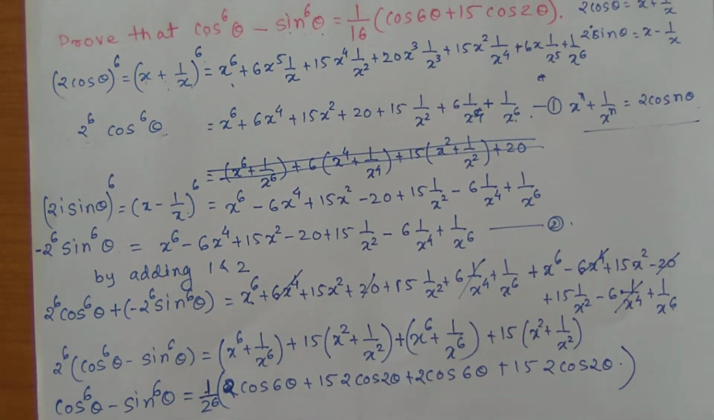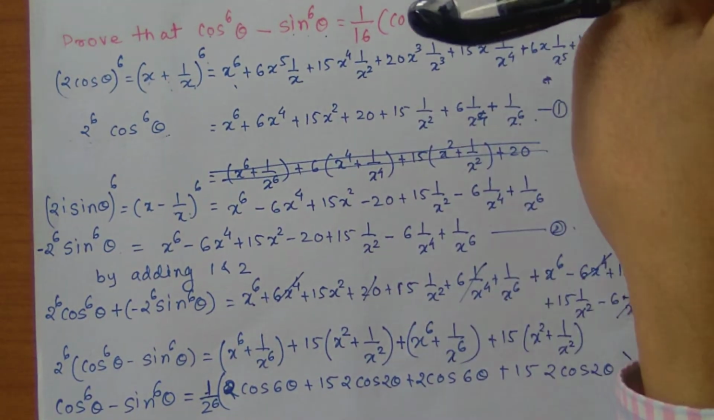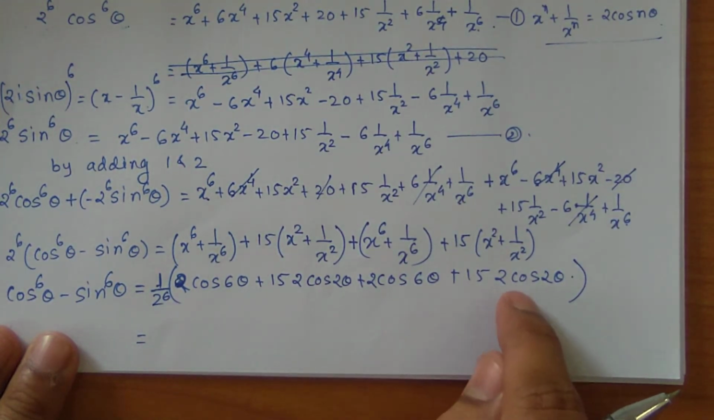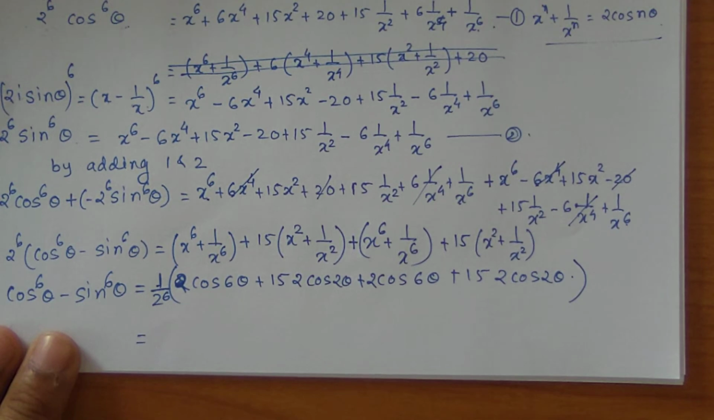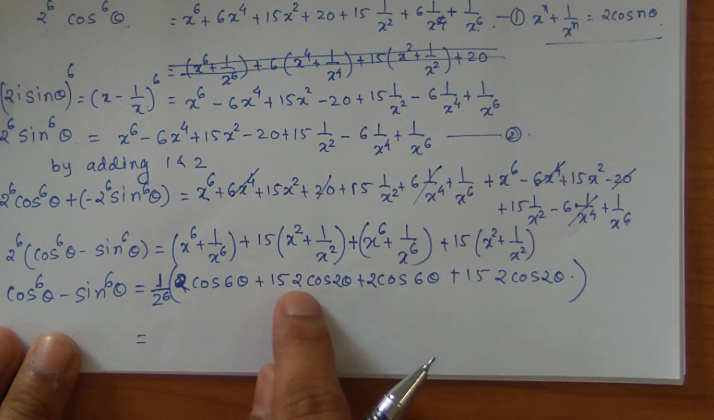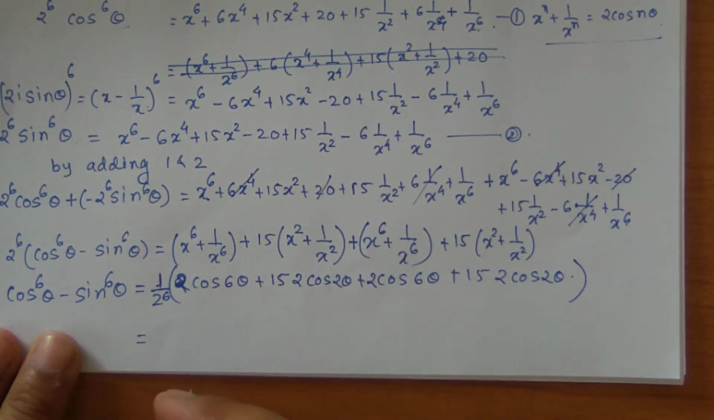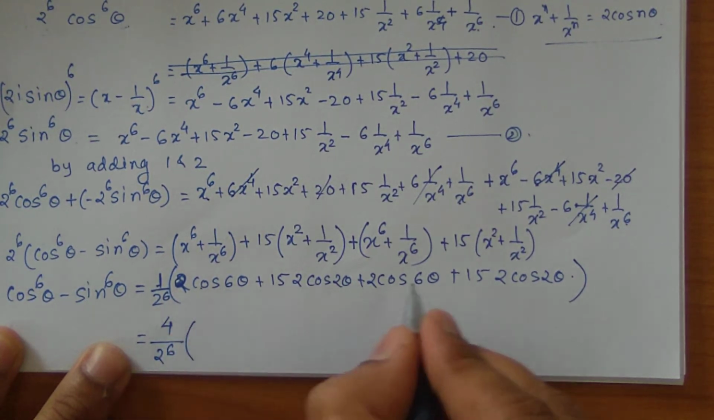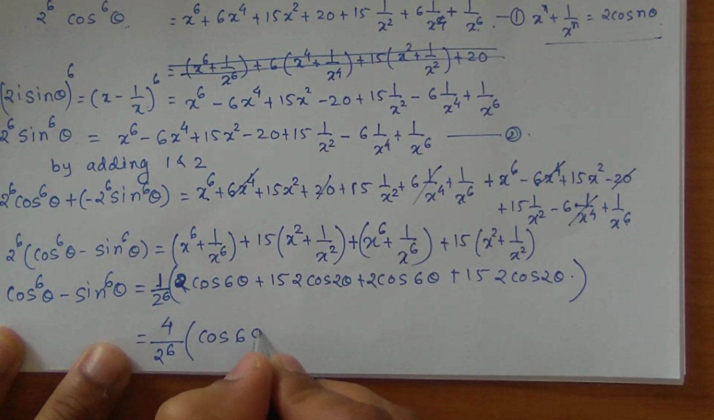Now you can see 2 cos 6 theta, 2 cos 6 theta gives me the 4 cos 6 theta. Similarly, 15 times 2 cos 2 theta, 15 times 2 cos 2 theta gives me the total. So ultimately what I am getting here, 15 into 4 times cos 2 theta, here 4 times cos 6 theta. So I am taking 4 common from them. So 4 divided by 2 raised to 6 into bracket. What will remain here? This and this get combined, that is cos 6 theta.